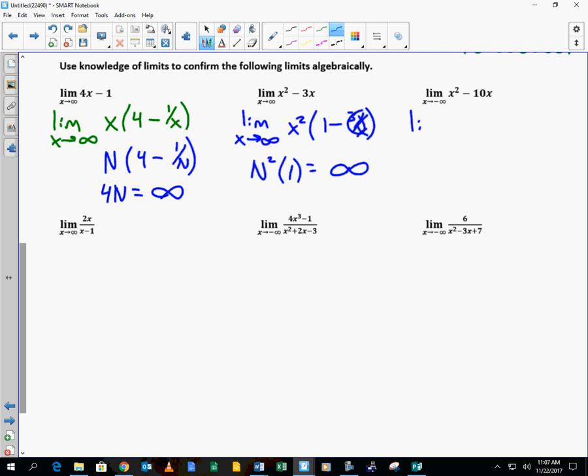What do I factor out of the next one? X squared. And notice that I'm going towards negative infinity here. Okay. I get 1 minus 10 over x. What's going to happen to the 10 over x? It's going to go to 0. So I end up with a very large negative number squared times 1. If I square a very large negative number, that will give me a positive, so you will go towards infinity.